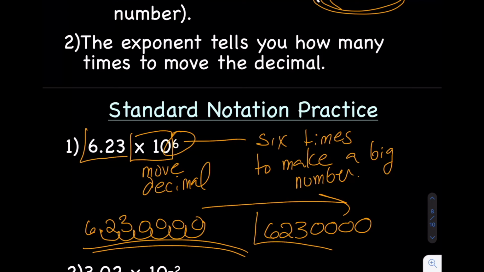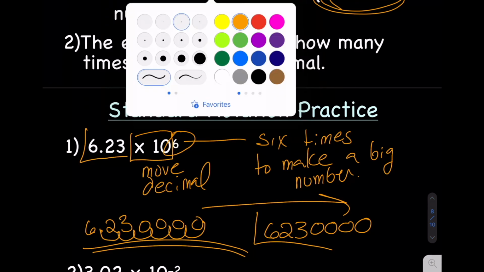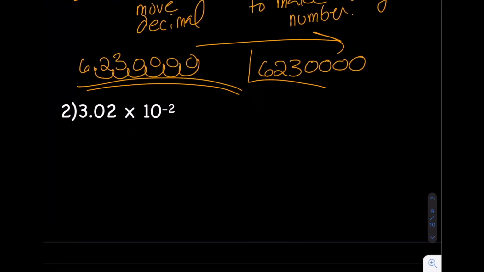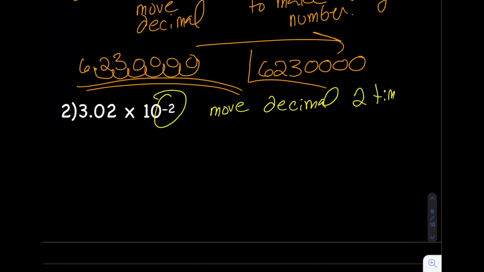Okay, got another practice problem. Why don't you hit pause and try it on your own first, and then hit play and see if you did it right. All right, so the next one is 3.02 times 10 to the negative 2. Move the decimal 2 times to make a small number. How do I know it's a small number? The negative. So we're going to move the decimal 2 times to make a small number.